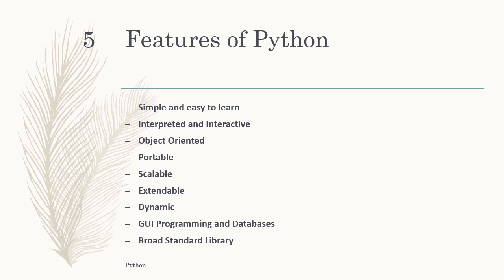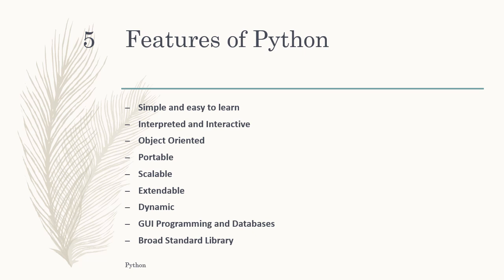Python is a portable language. Python can run on a wide variety of hardware and software platforms and has the same interface on all platforms. Another property is scalability. Python provides a better structure and support for large programs than shell scripting. It is an extendable language. You can add low-level modules to the Python interpreter. These modules enable programmers to add or customize their tools to be more efficient.